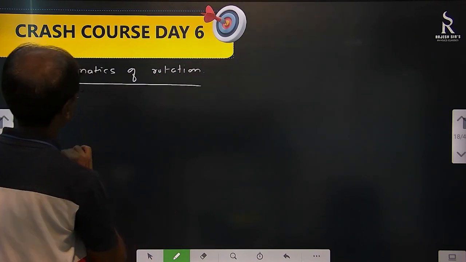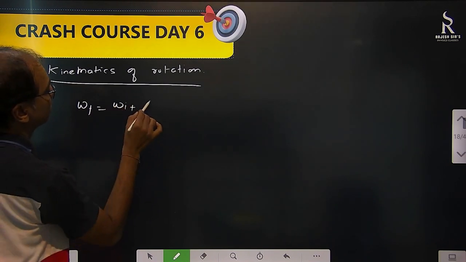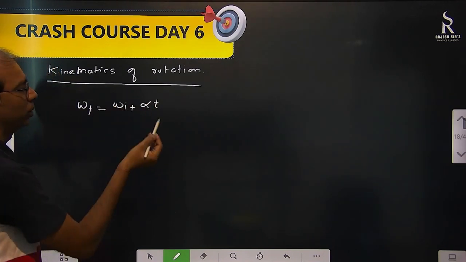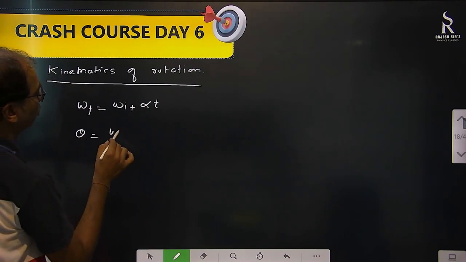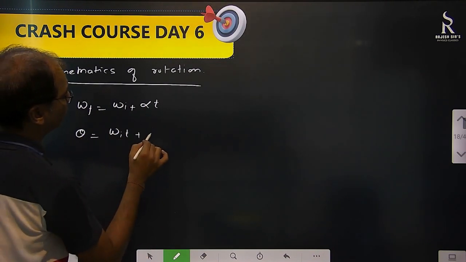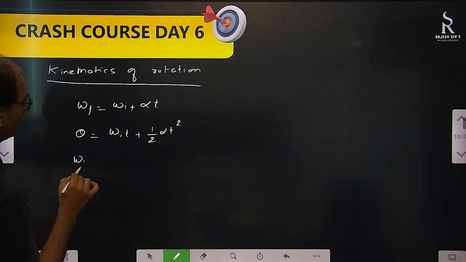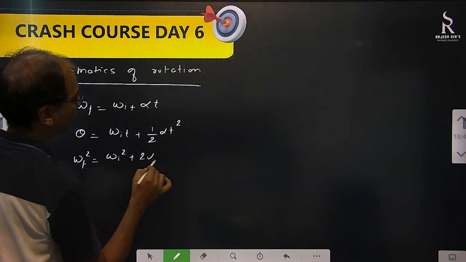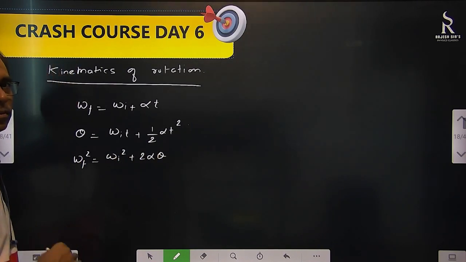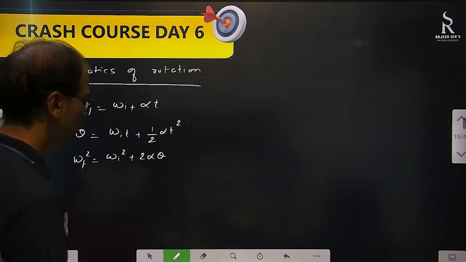Same equations of kinematics are here also. Three equations. Omega final equal to omega initial plus alpha t, like v equal to u plus at. Second one, theta equal to omega initial into t plus half alpha t square, and omega final square equal to omega initial square plus 2 alpha theta. Same, and we can solve one or two questions also.